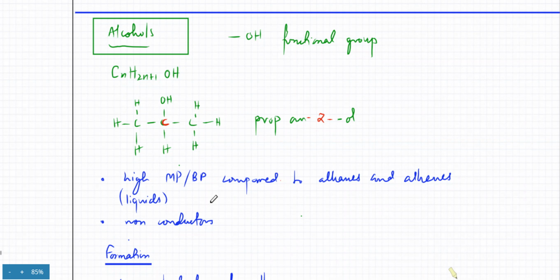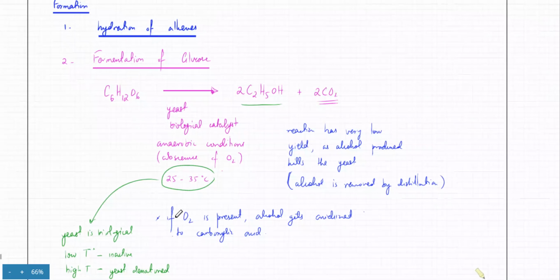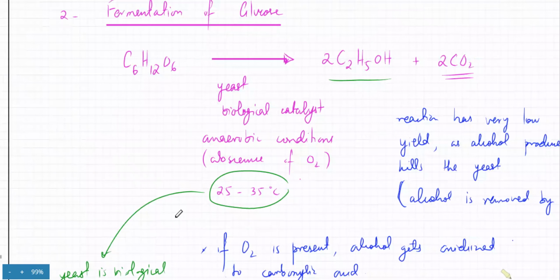And they had a couple of physical properties. They had high melting and boiling points compared to alkanes and alkenes, and they're liquids, and they're non-conductors. Although all of them are non-conductors. Formation के अंदर था कि we did hydration of alkenes, and then last time we did fermentation of glucose.